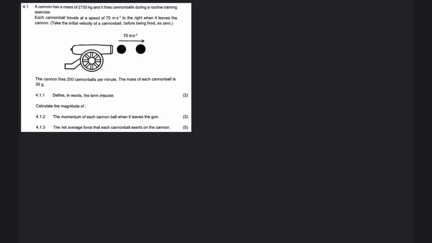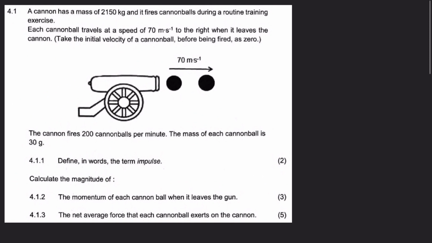Today we're going to be looking at the momentum and impulse questions from the 2024 June KZN examination. As always, if you'd like to attempt the question yourself, pause the video right now. I'll do the answers in 3, 2, 1. All right, let's look at the question.